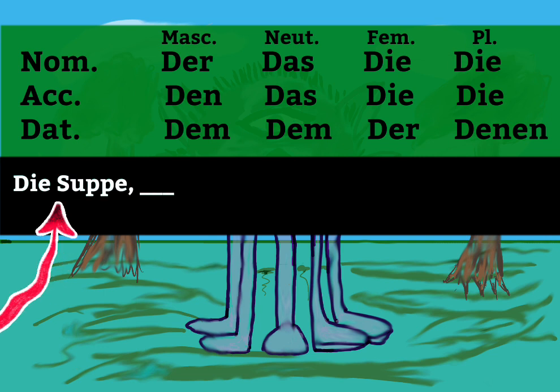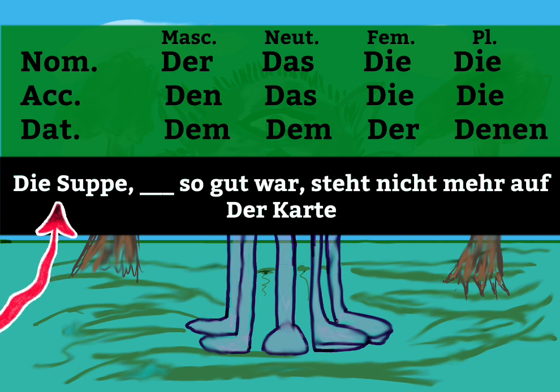Die Suppe, blank, so gut war, steht nicht mehr auf der Karte. So the soup, we want to say that was so good, is no longer on the menu. All right, die Suppe, look up here. Die, so gut war, steht nicht mehr auf der Karte. All right, so now I'm going to put up a few more and have you practice on your own.